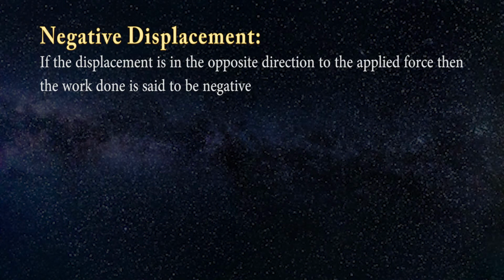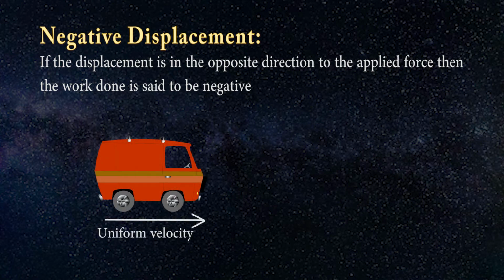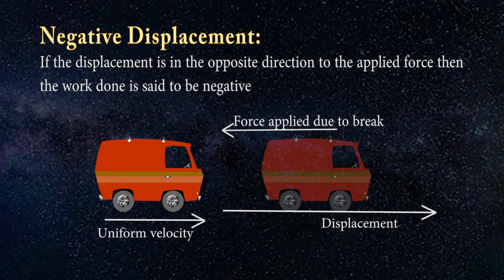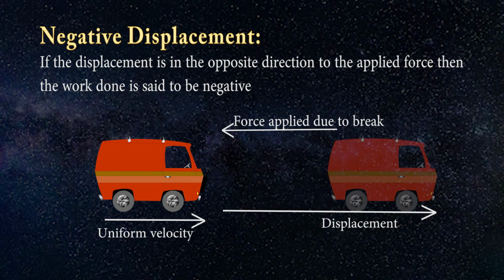If the displacement is in the opposite direction to the applied force, the work done is negative. Consider the case of a car moving with uniform speed. When the driver applies the brake, the car stops at some distance, which is the displacement. Since the displacement is in the opposite direction to the applied force, the work done is negative.